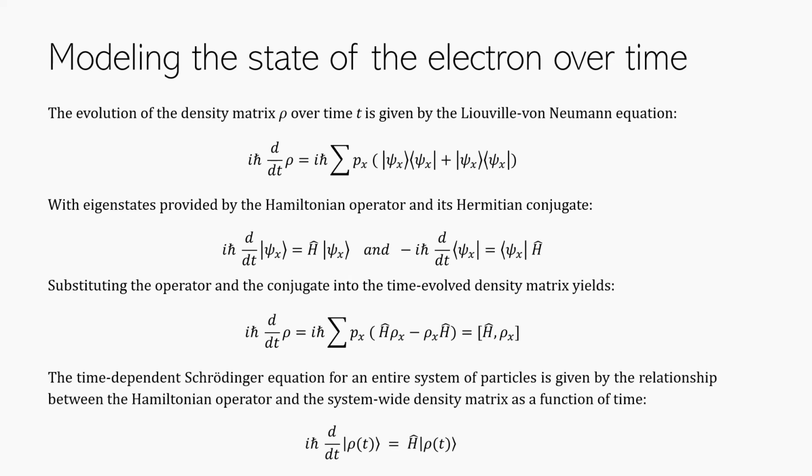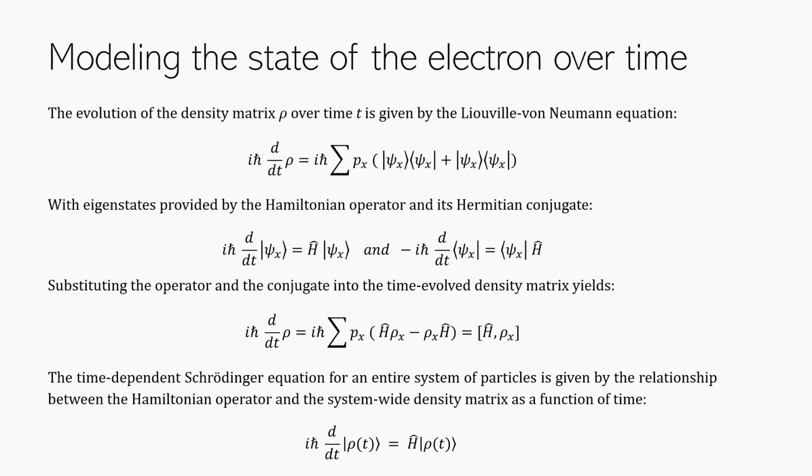So the time-dependent Schrödinger equation for an entire system of particles, which are at least partially dependent on each other, is given by the relationship between the Hamiltonian operator and the system-wide density matrix as a function of time. And that's because the total amount of energy available to the system is no more than the amount of energy stored in the system plus the amount of energy that has entered the system over time t.